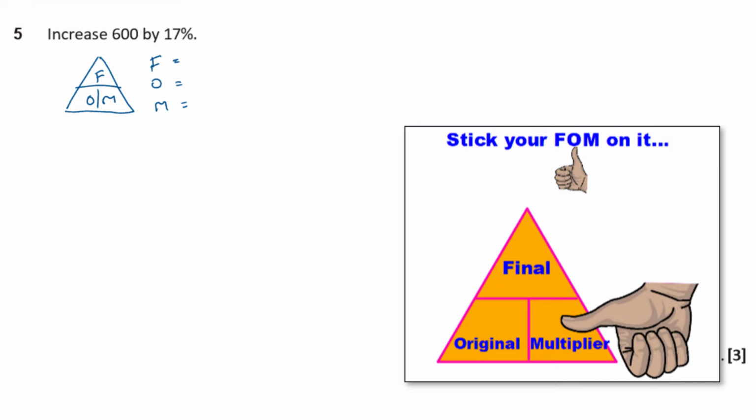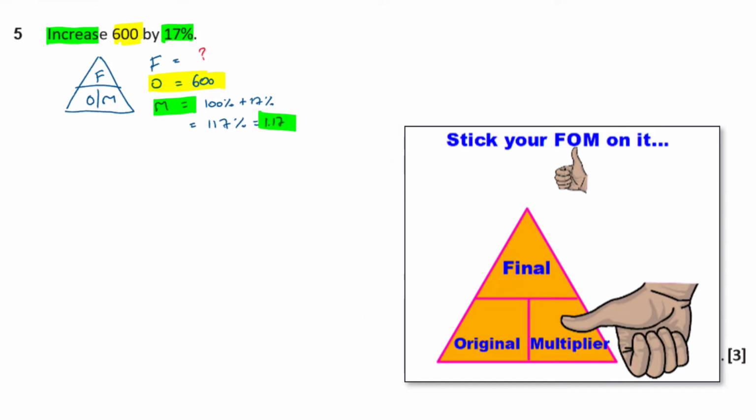So the final is the thing I want to find, isn't it? That's what I'm going to get after the increase. So again, that's what I want to find here. Now the original, that is the 600 that we had to start with. And the multiplier, just take care of the multiplier here because we need to increase by 17%. So we always start with 100% when we do percentage increase and decrease questions. So if we're increasing by 17%, now we've got 117%, which as a decimal is 1.17. Okay, so that is going to be my multiplier, 1.17.